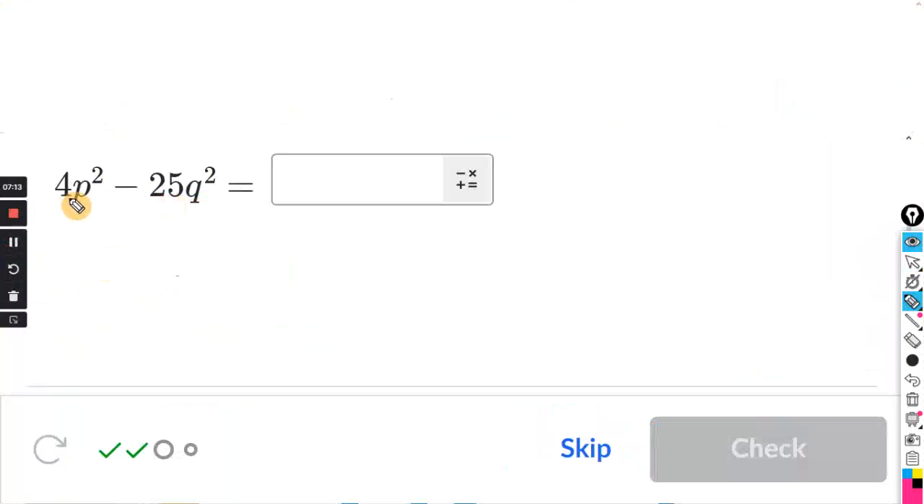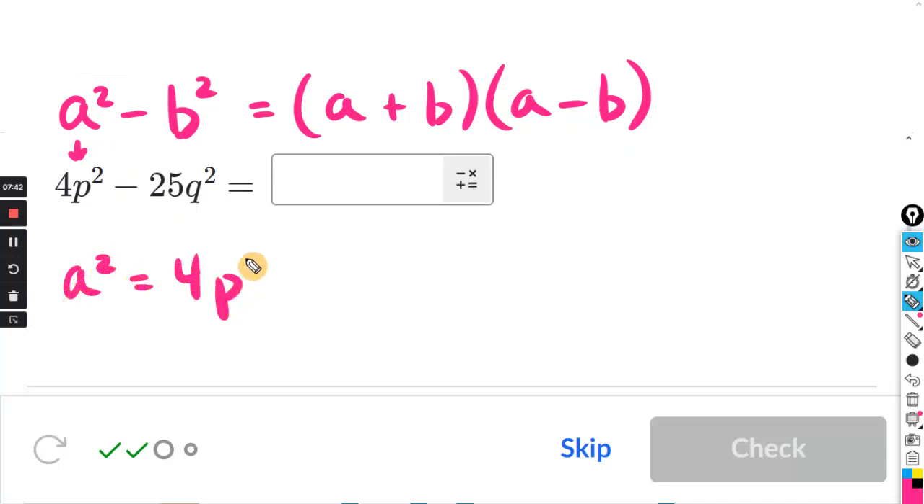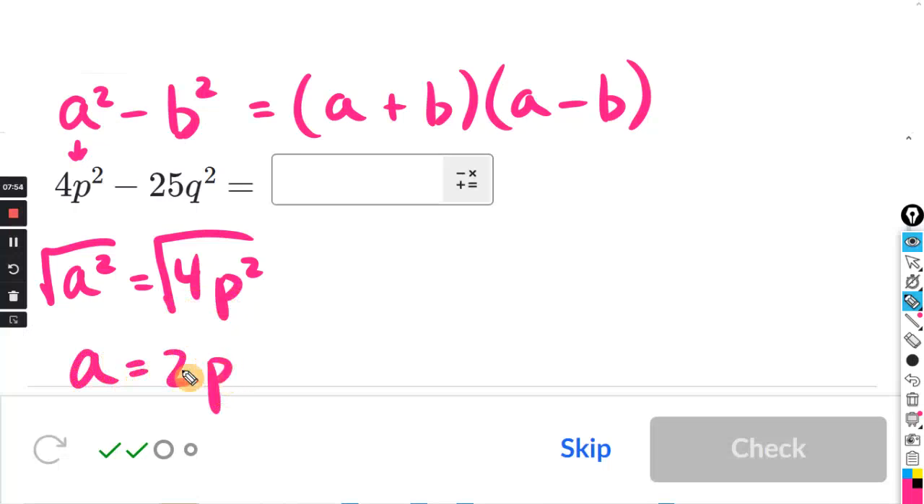All right, last one. No middle term. So we definitely know we are using the one that is a squared minus b squared, and that equals a plus b, a minus b. There is no inner outer or middle term on this one here. So I know I'm using this. A squared is associated with 4p squared. The opposite of squaring something is to take the square root on both sides. Square root of a squared is a. Square root of 4 is 2. Square root of p squared is p.